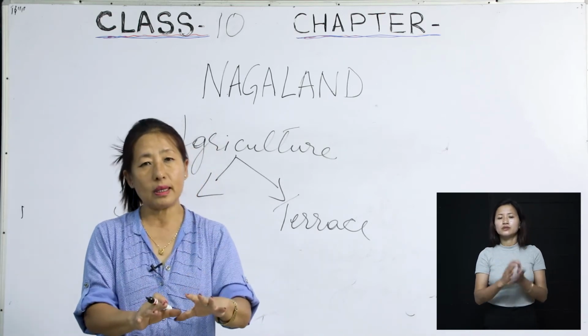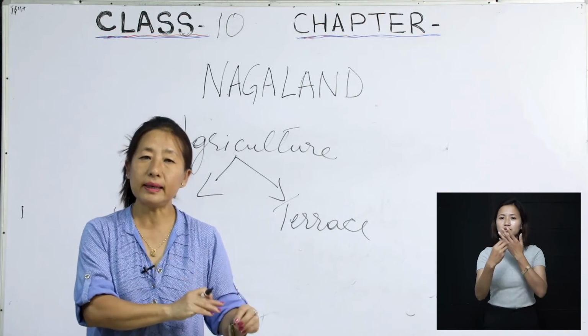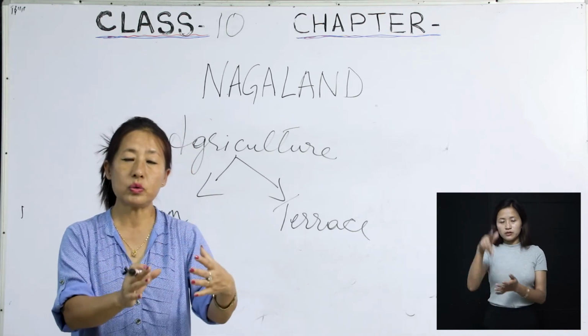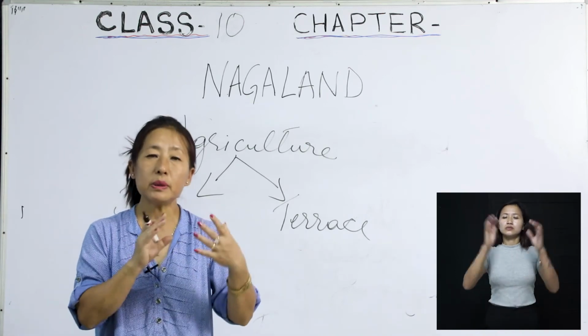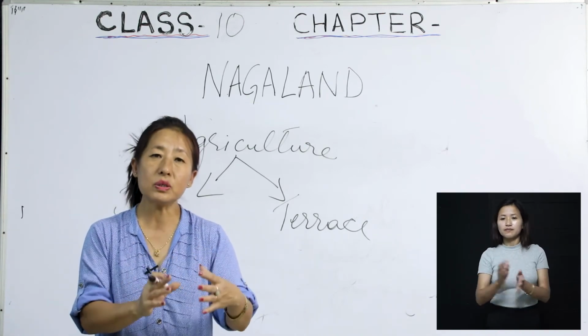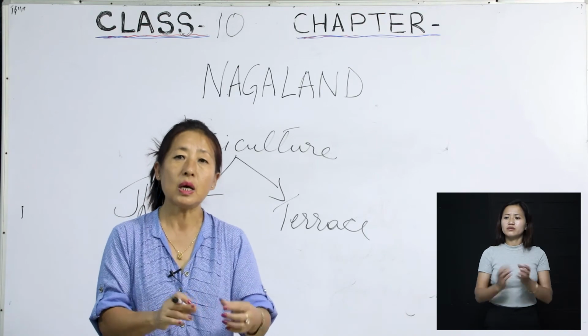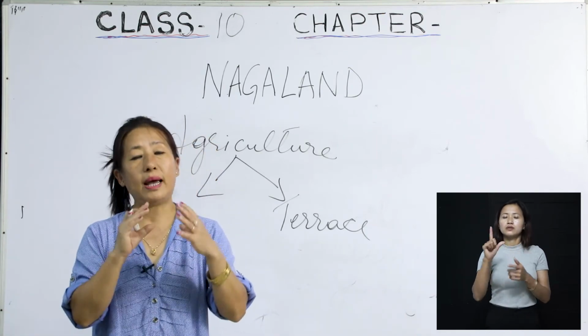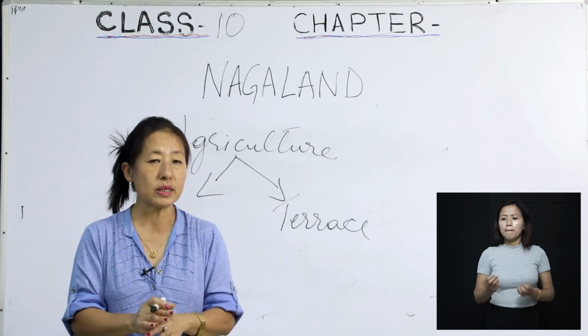So once it is dried, the farmers will set fire to it, okay? Those trees that they had cut down, they will set fire to them. And the reason why they are setting fire to it is to add more manure to the soil, okay? So they will burn the trees and so on.